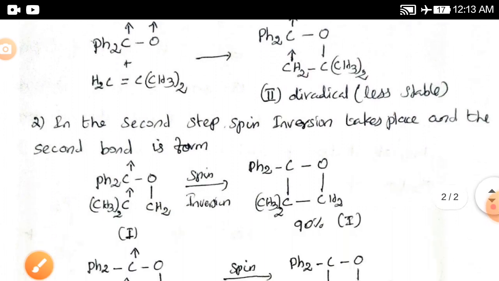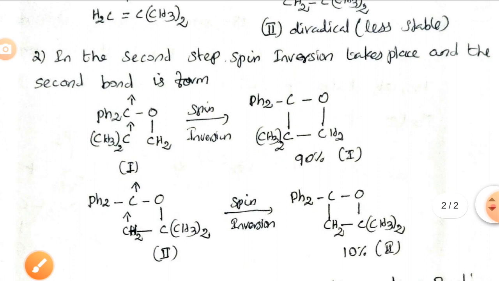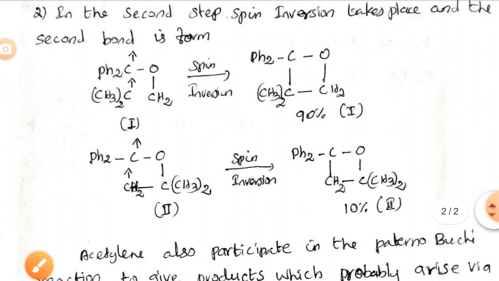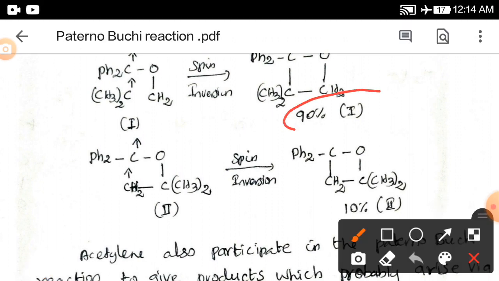Okay, so go for the second step. In the second step, spin inversion takes place and the second bond is formed. It's a very simple thing. The spin inversion takes place in this area. So the upward spin will become downward. That means this bond will be formed, just like that. And this is the first structure.